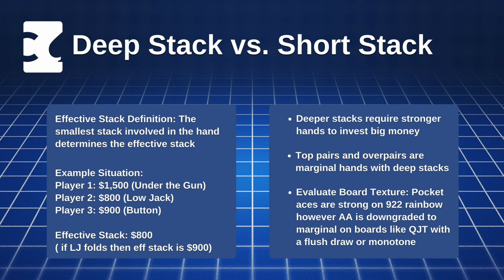Stacking off blindly with big pocket pairs is what bad players do, and it's kind of what makes them losing players instead of winning players a lot of times, is the fact that they can't get rid of their big hands pre-flop when they get deep stacked.